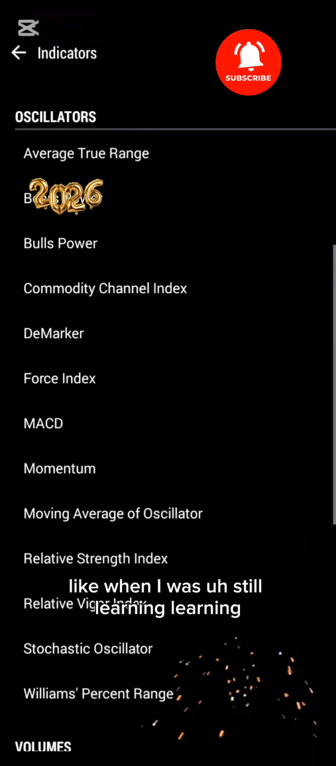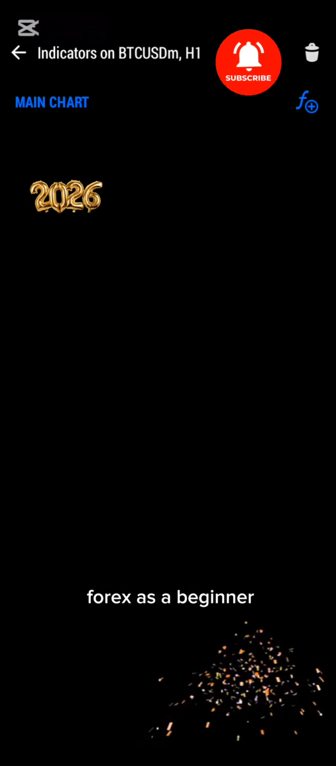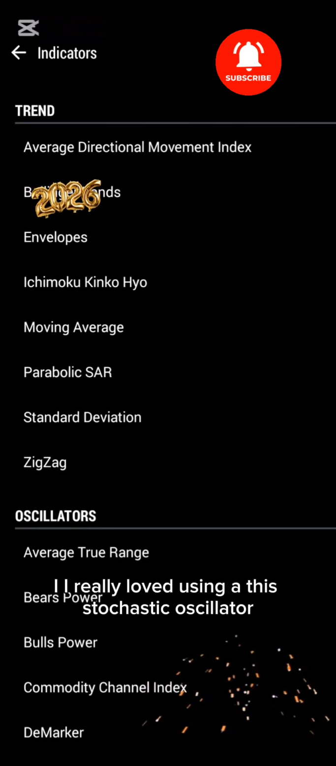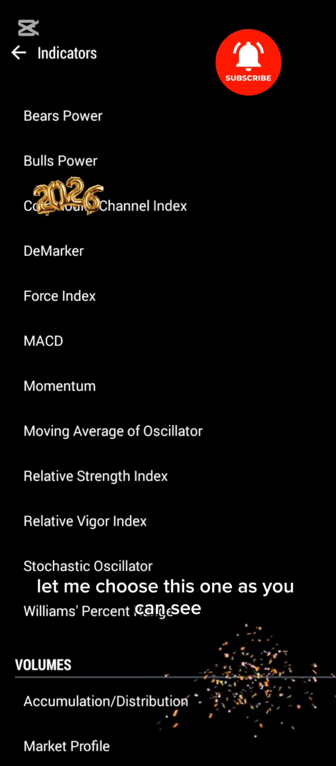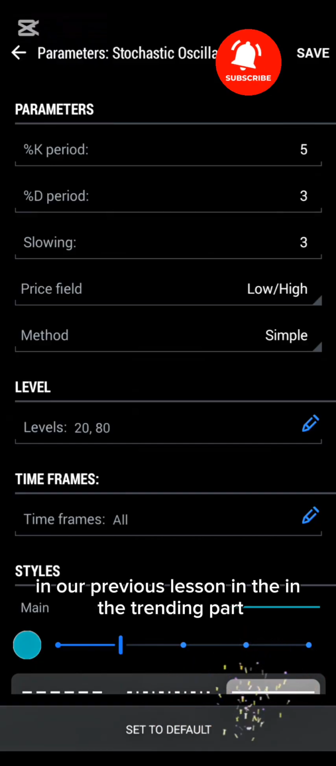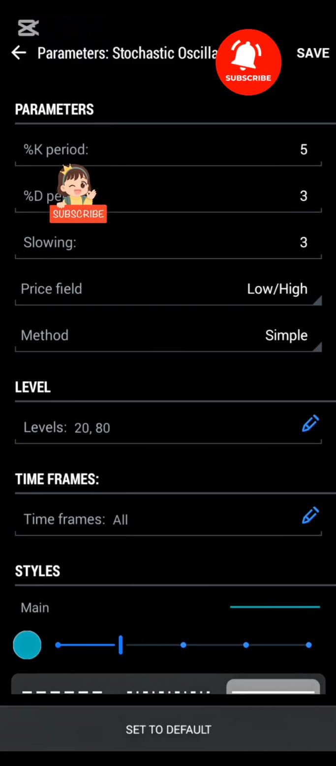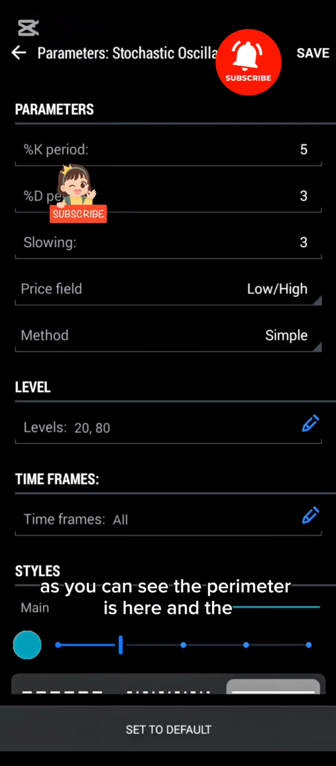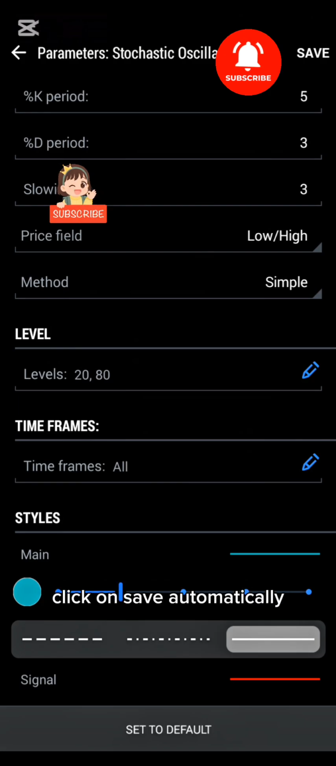When I was still learning forex as a beginner, I really loved using the stochastic oscillator. Let me choose this one. As you can see, it has its own parameters, just like we discussed in our previous lesson in the trending part. But this is our oscillator, the stochastic oscillator. We already know the meaning of oscillator. Click on default. As you can see, the parameters are here and the levels are here. So you click on default, click on save.